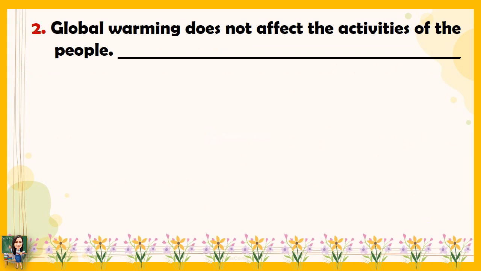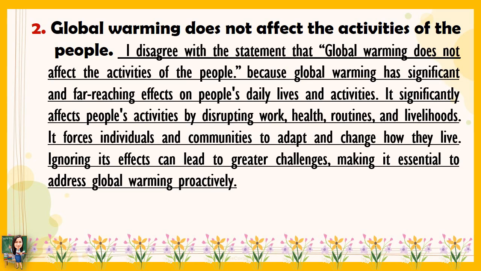Number 2, global warming does not affect the activities of the people. What is your opinion about it? Here is my example. I disagree with the statement that global warming does not affect the activities of the people, because global warming has significant and far-reaching effects on people's daily lives and activities. It significantly affects people's activities by disrupting work, health, routines, and livelihoods. It forces individuals and communities to adapt and change how they live.